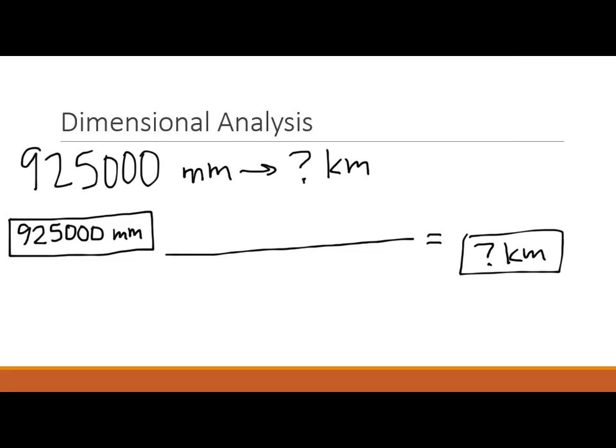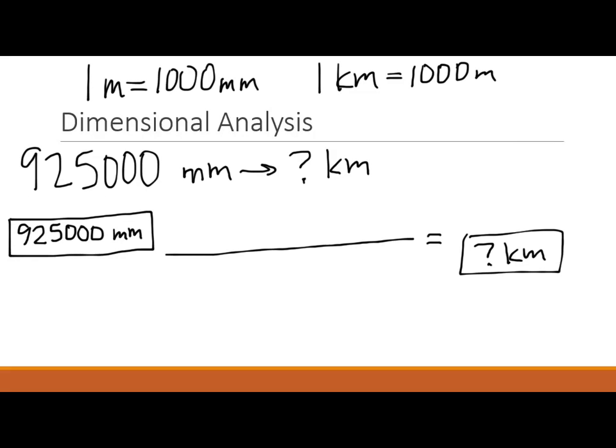Is there a conversion that goes straight from millimeters to kilometers? Yes, there is, and if you remember it, great. But I'm just going to always convert back to the base unit. I think that's easy, and it makes it easy for me. So I know that 1 meter is the same thing as 1,000 millimeters. I also know that 1 kilometer is equal to 1,000 meters.